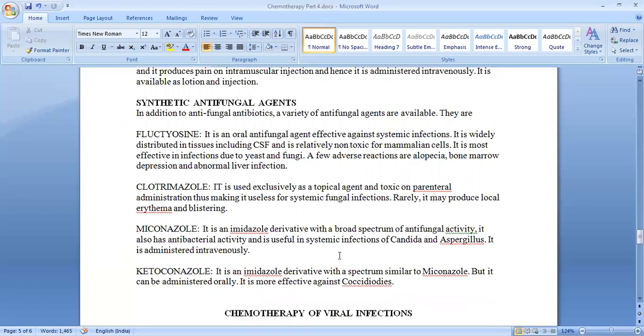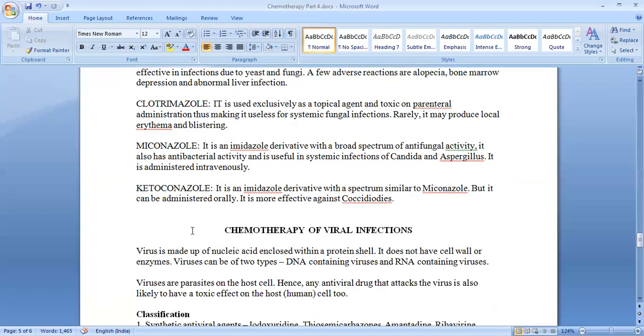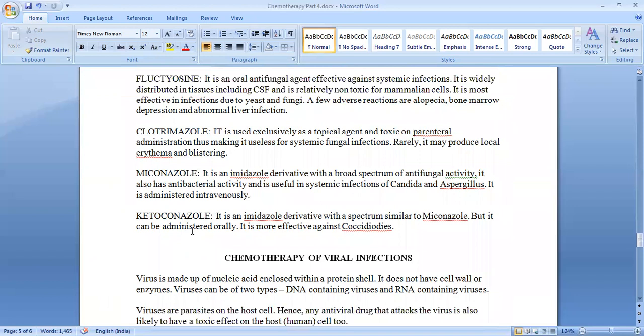Miconazole is used. It has antifungal activity. It also has antibacterial activity, and it can be given intravenously in people who have systemic infection with Candida and Aspergillus organisms. Ketoconazole is a commonly used molecule. Its spectrum of activity is similar to miconazole, but the advantage is that it can be given orally. The miconazole, we said, has to be given intravenously. Ketoconazole can be given orally also. So this was about the antifungal antibiotics.